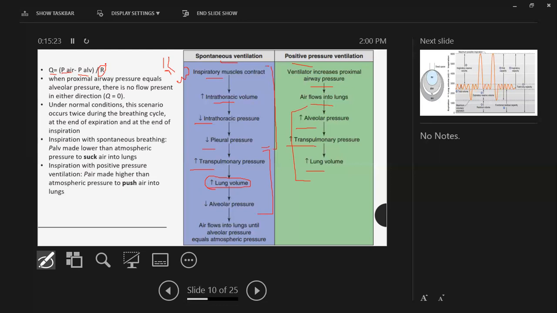Okay, so if the proximal airway pressure is equal to alveolar pressure, what happens? No flow is going to be present. Q will be equal to 0. Normally, this state of equal pressure happens in two conditions, or rather I should say two states, during a single breathing cycle: at the end of expiration and at the end of inspiration. Okay.